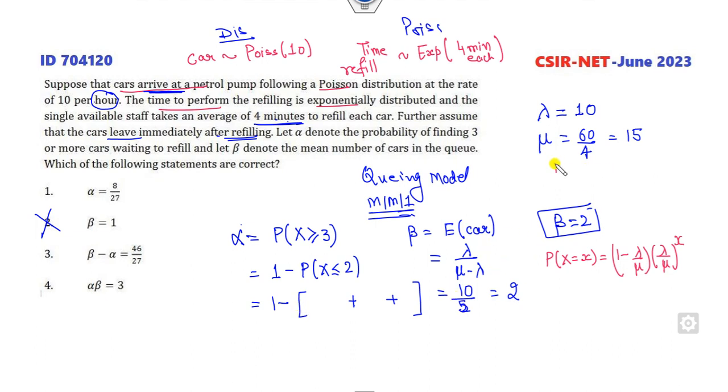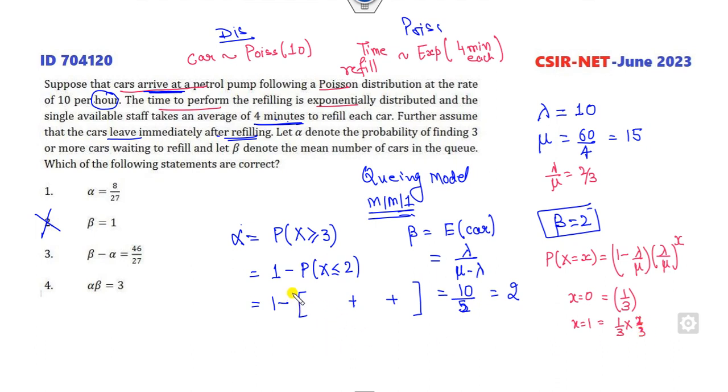So what is the lambda over mu? It's 2 over 3. So 1 minus lambda over mu is 1 over 3. This is the value at x is equal to 0. What is the value at x is equal to 1? This is 1 over 3 into 2 over 3.